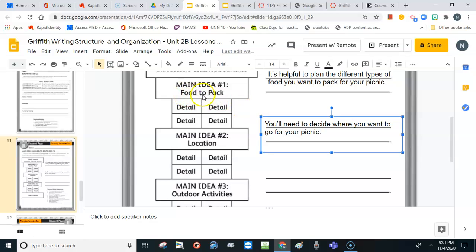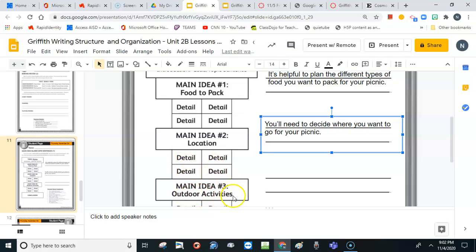Sometimes you will use the blurb exactly in the main idea sentence. This one I changed a little bit. Food to pack, food you want to pack. Location, I did not use it at all, but that's what I'm talking about, because location means where. So this is where I put that I'm talking about location, because I said where. You'll need to decide where you want to go for your picnic. And then the next sentences in the paragraph will talk about the different places you can go.